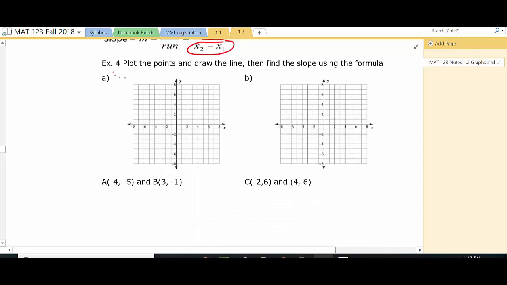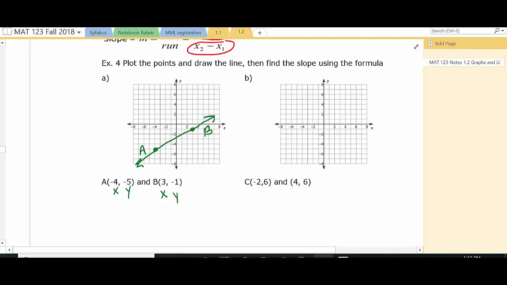So on problem A, go ahead and plot your 2 points. The first point, you're going to go left 4, down 5 to locate that point, and put the letter A by it. Then for the next one, you're going to go right 3, down 1 to locate that point. And then draw a line like that.